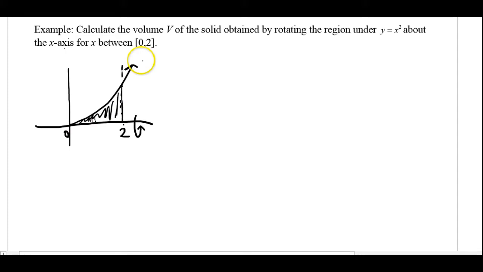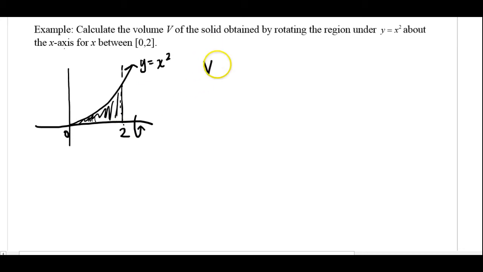So some of the things I want you to get in the habit of doing. For one is definitely drawing your graph, labeling your graph. So here's y equals x squared. I'm making sure to mark important values like the limits of integration. These x values extend from 0 to 2. And also marking the axis of rotation. So whatever line we are rotating around, we usually use this little symbol to indicate that's the line we're rotating around so we don't forget.